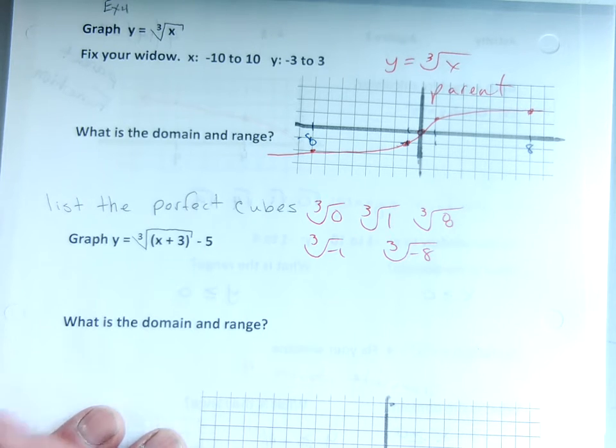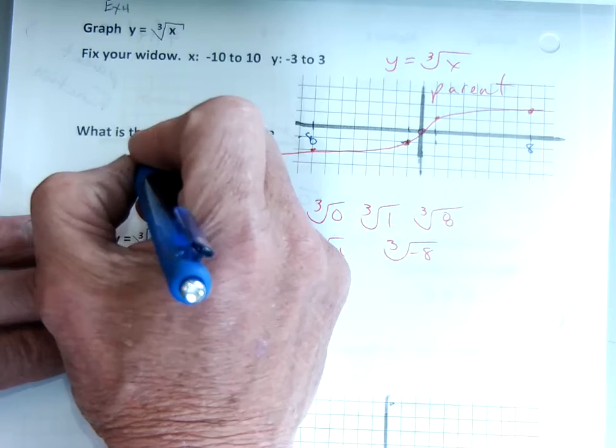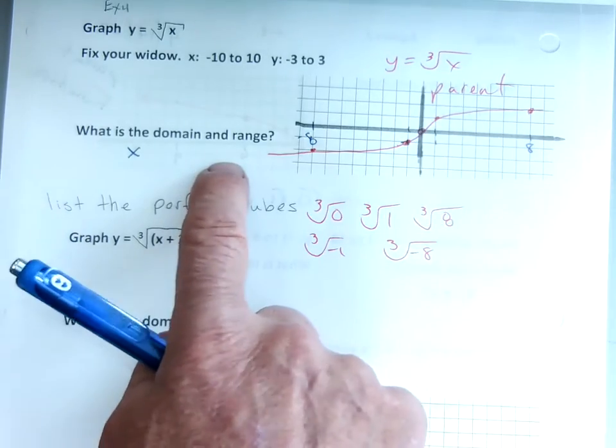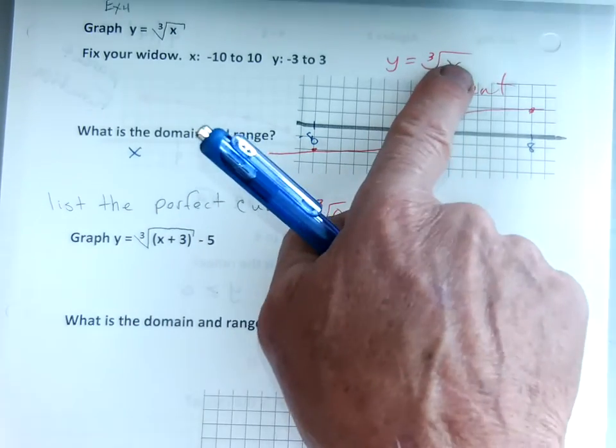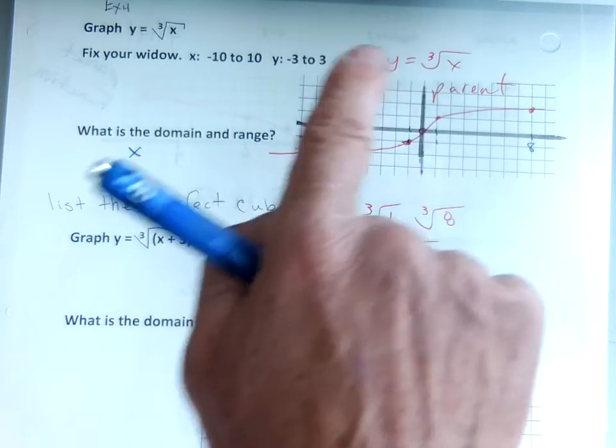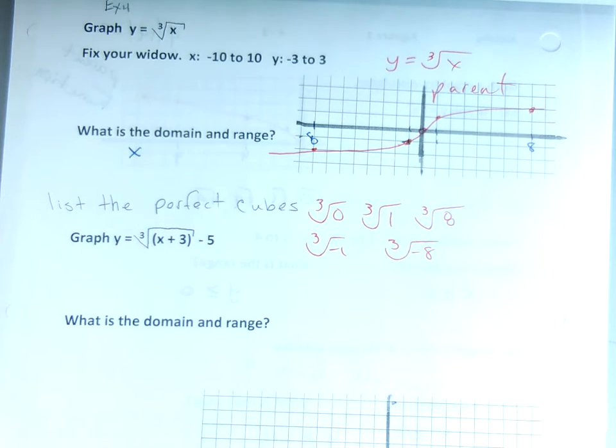Yeah, what's my domain? All real numbers. It is all real numbers because it goes forever in both directions. And not only that, but we can put in any number. It really represents the values of x. It could be anything, can't it? We can put in anything.